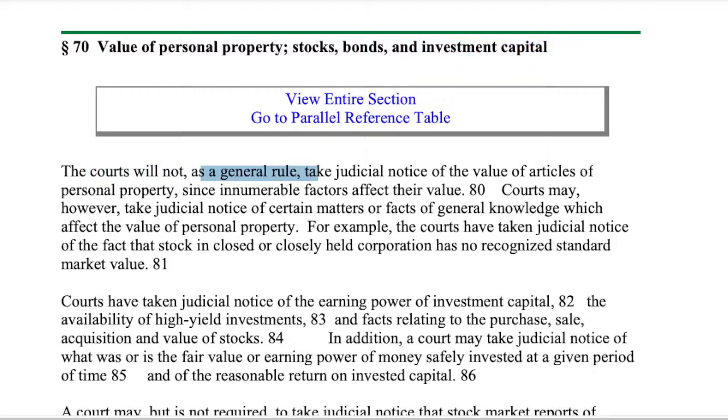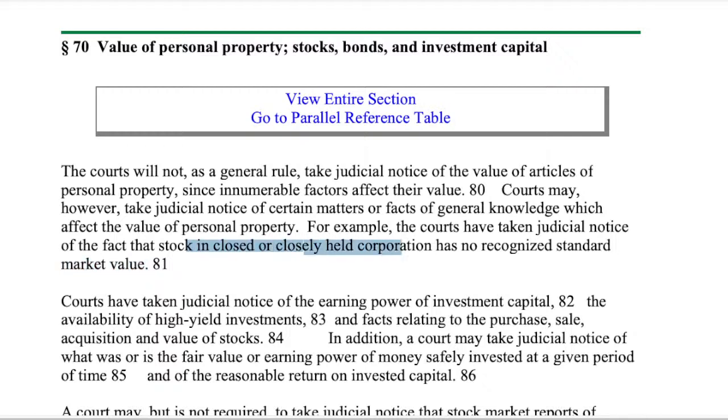Courts will not, as a general rule, take judicial notice of the value of articles of personal property, since innumerable factors affect their value. Courts may, however, take judicial notice of certain matters or facts of general knowledge which affect the value of personal property. For example, the courts have taken judicial notice of the fact that stock in closed or closely held corporation has no recognized standard market value.